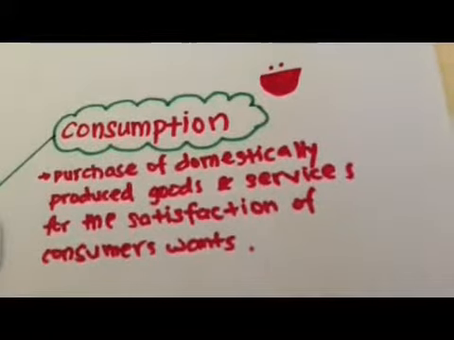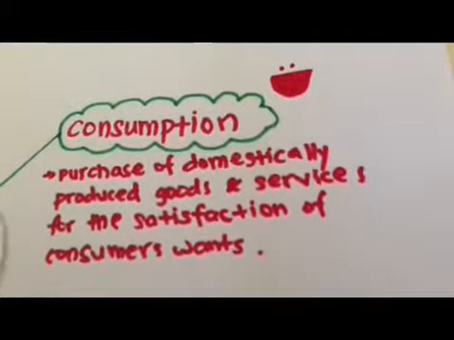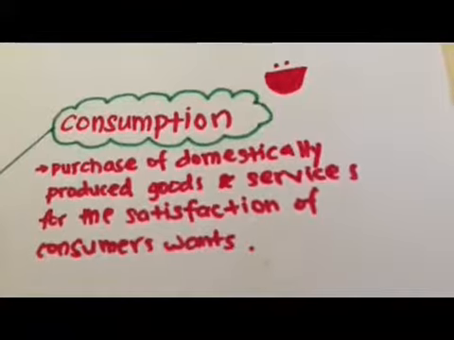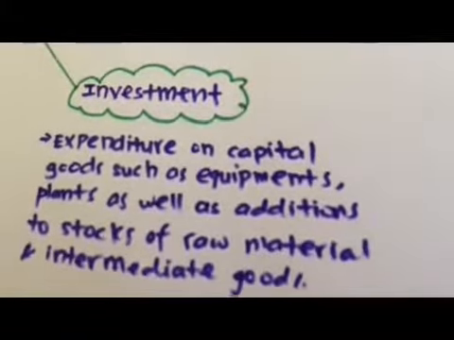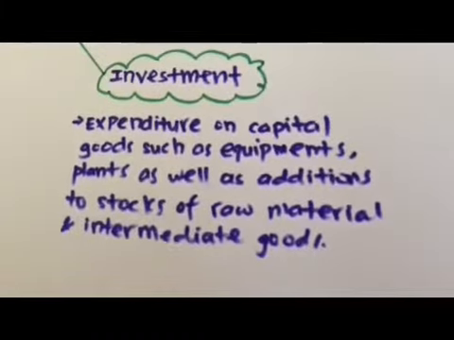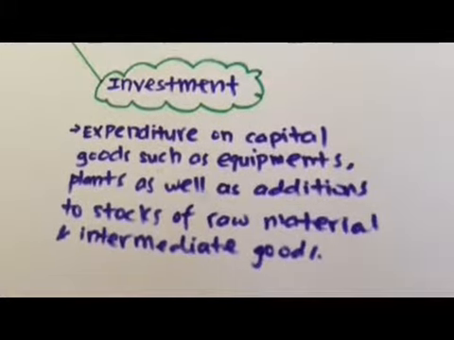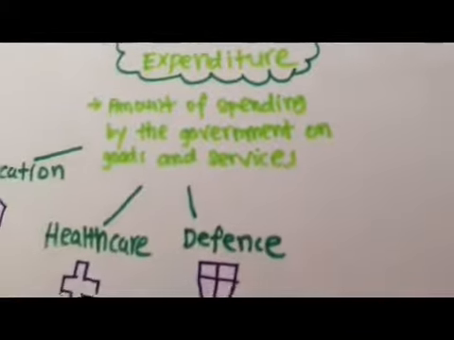First of all, consumption. Consumption refers to the purchase of domestically produced goods and services for the satisfaction of consumers' wants. Next, we have investment. Investment refers to the expenditure on capital goods such as equipment, plants, as well as addition to stocks of raw material and intermediate goods.